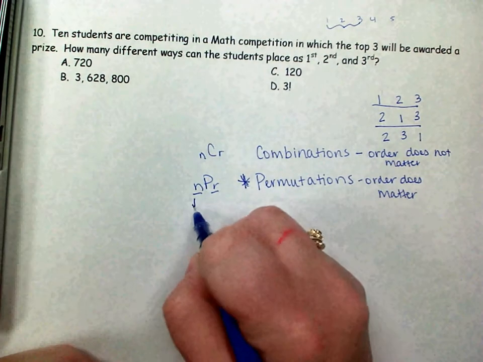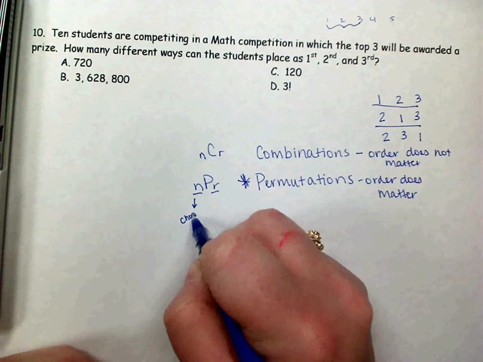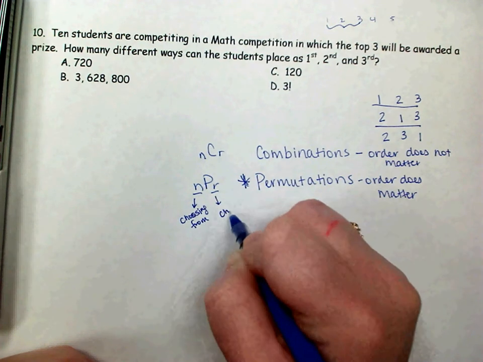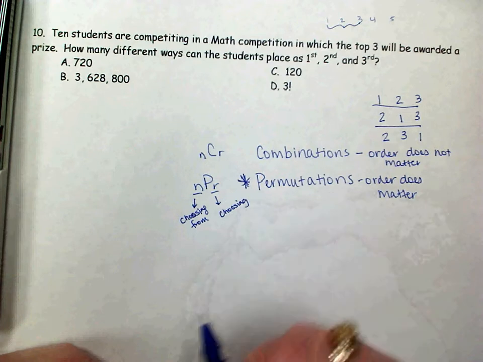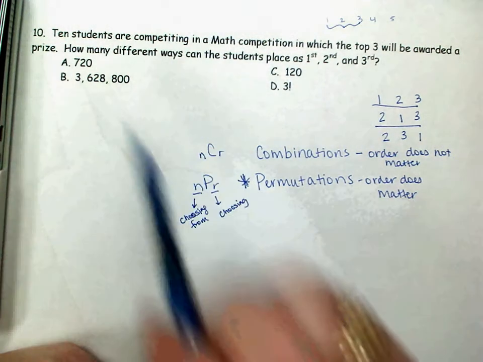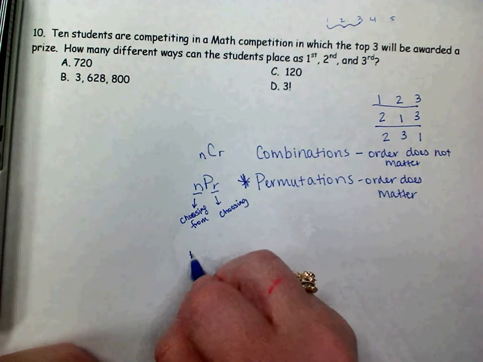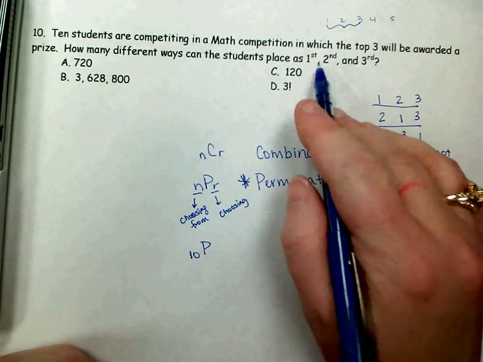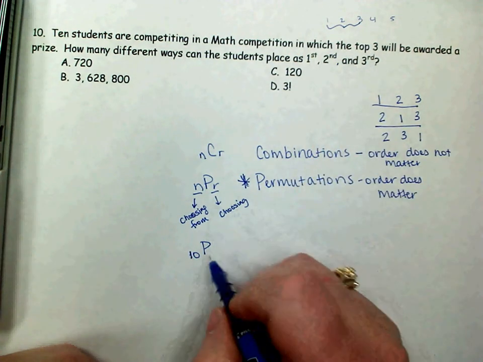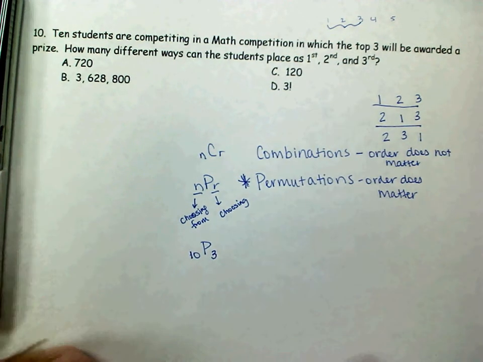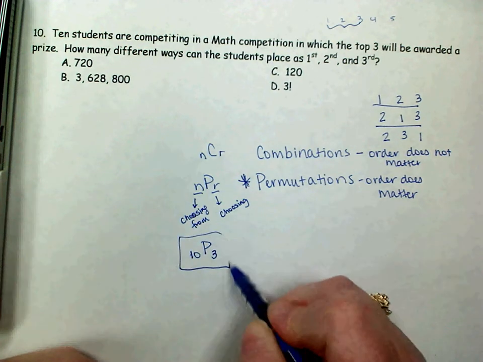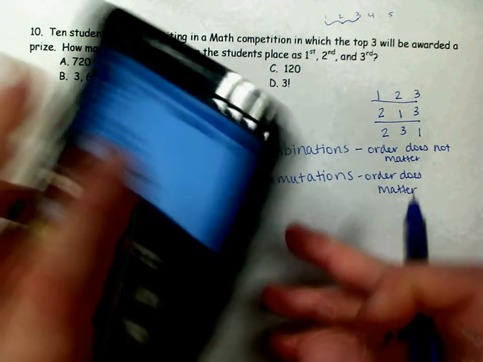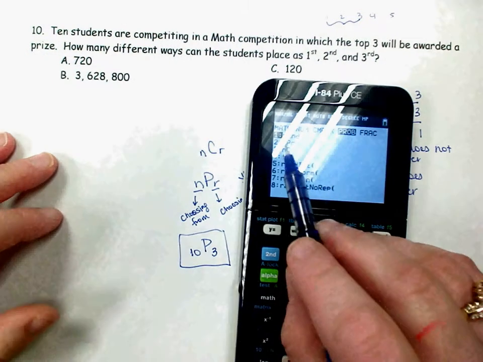This is the number you are choosing from, and this is the number you are choosing. So we have 10 students that are competing, so our n value is going to be 10. We're not picking all 10 students though. We only want first, second, and third place, so the number we're choosing is a 3. So this is what we want to put in our calculator, but there's a little trick to putting it in there. You can't just go straight here and go to number 2.